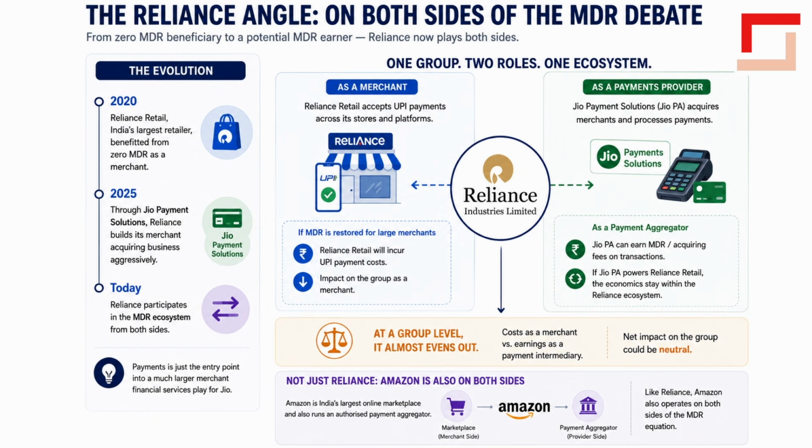If MDR eventually comes back, Reliance could pay as a merchant while at the same time earn as a payment aggregator. If Jio Payment Solutions processes payments for Reliance Retail, much of the economics stay within the group. Amazon is also in a similar position because it operates both as the largest e-commerce business and a payment aggregator. For these companies, MDR becomes less of an external cost and more of an internal transfer.